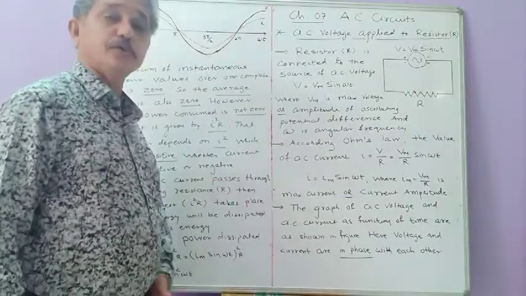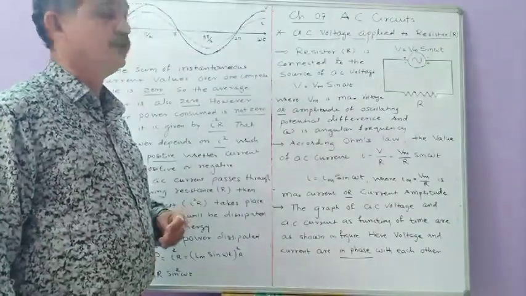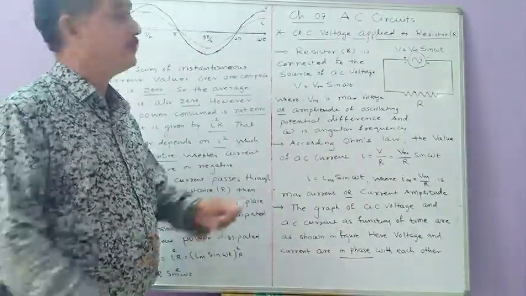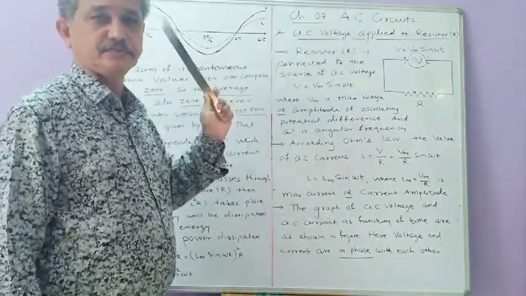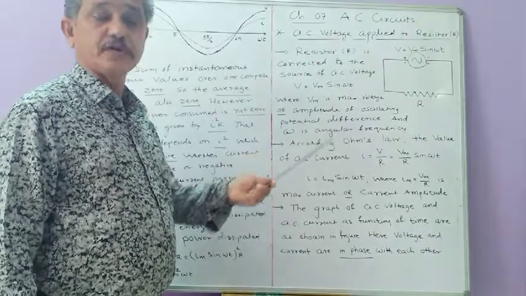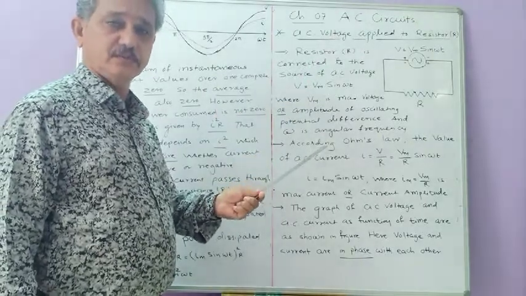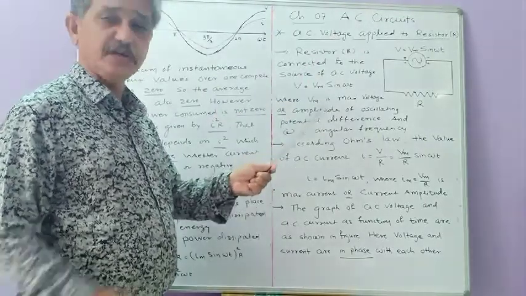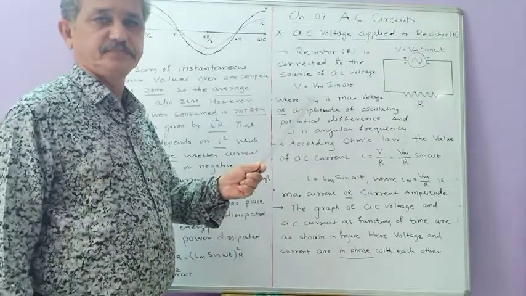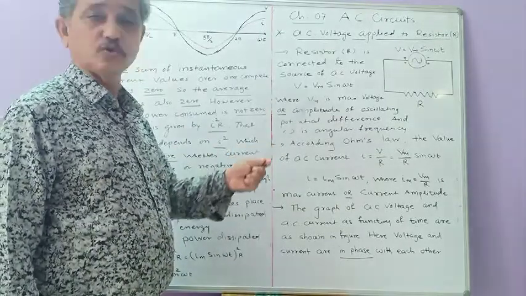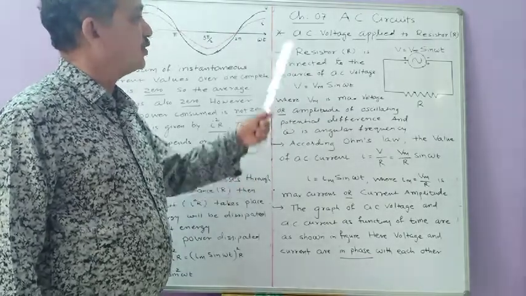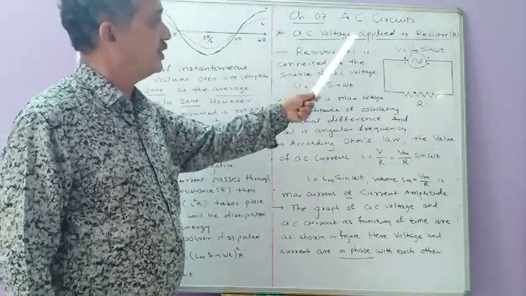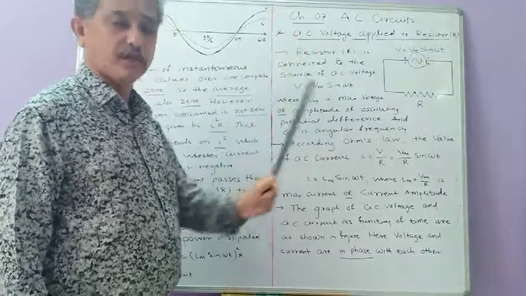Now let us see, students of 12th standard, a new chapter, chapter 7, alternating current circuits. So actually you have to study about those circuits in which AC voltage is applied. This is the most important chapter in physics. The first topic is AC voltage applied to a resistor R.